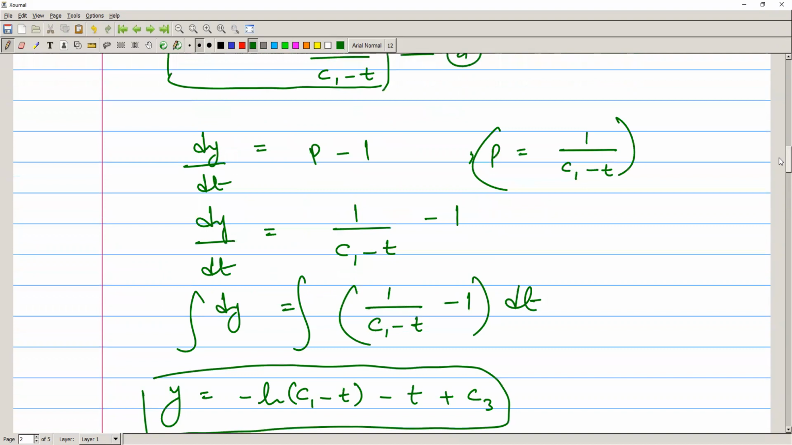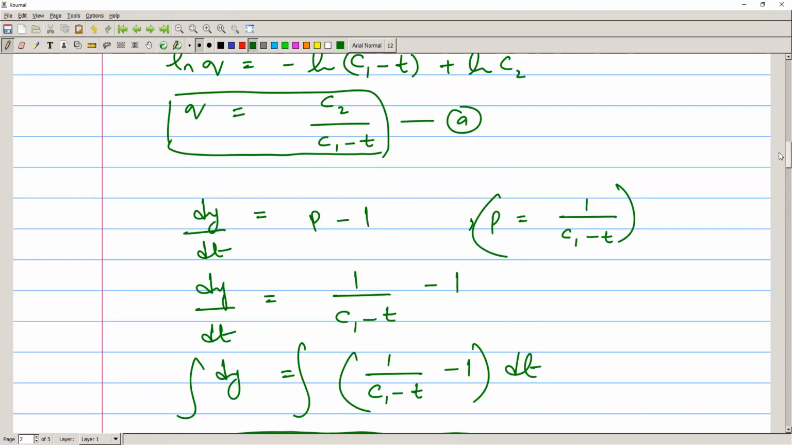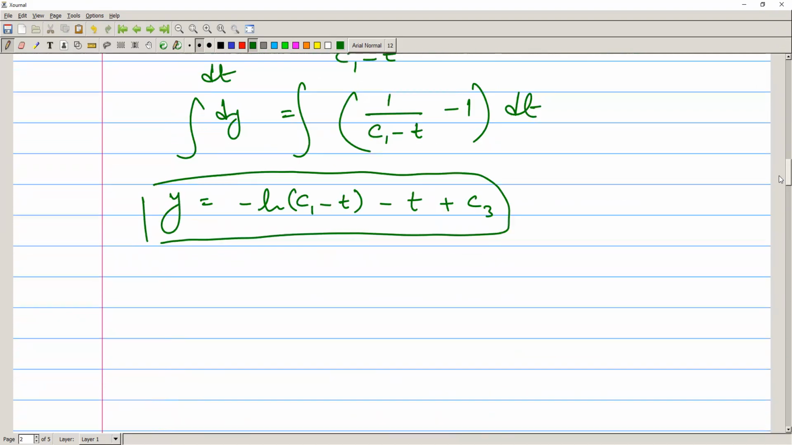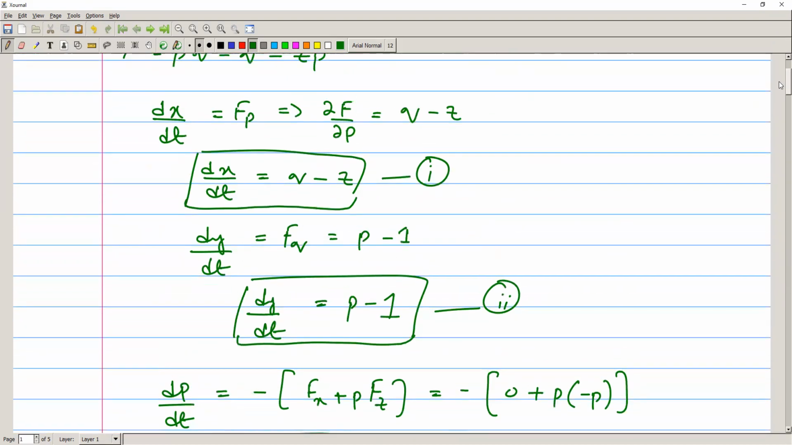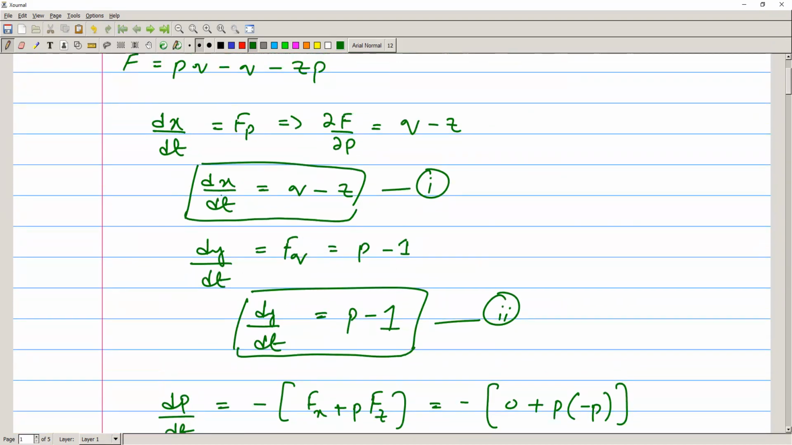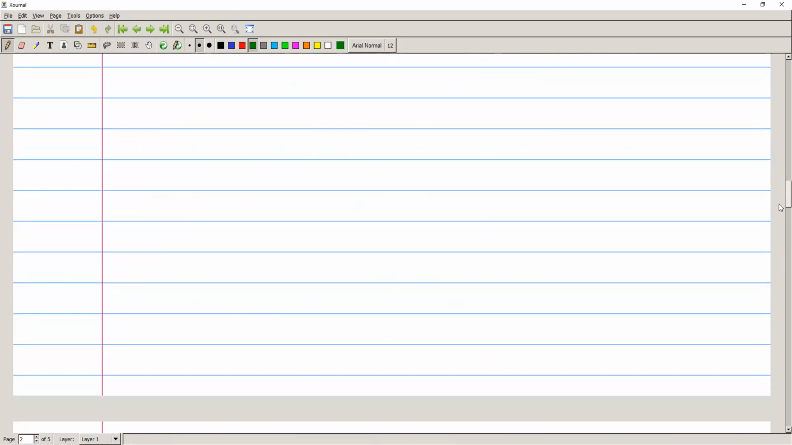So now we have three equations, that is p, q, and y. Now we'll solve for z and x. x is still not solvable because of this z, so we have to find z first in terms of t.